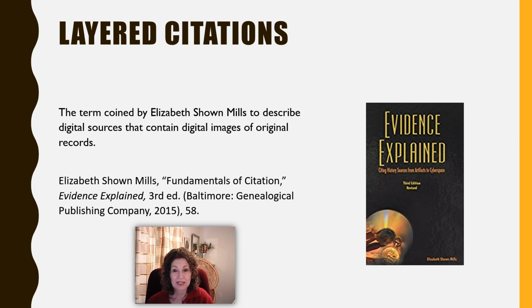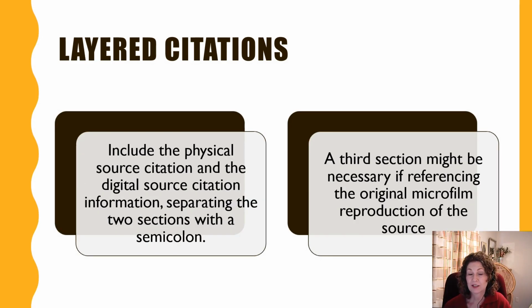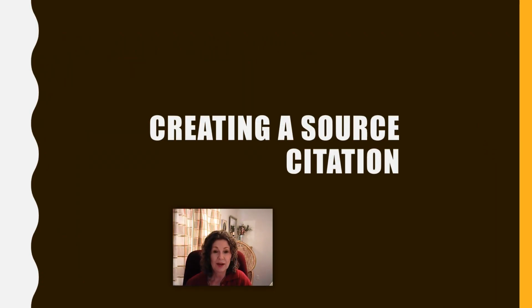A layered citation is a term coined by Elizabeth Shown Mills, and it describes digital sources that contain digital images of original records. So we're going to have layers to our citations. We're going to have a physical source citation and we're going to have a digital source citation. And so these will be two separate parts, and we can show that they are separate with the semicolon separating the two sections. Sometimes we might want to have even a third section, especially if we're referencing an original microfilm reproduction of the source. And I'll show you some examples of that. So how do we go about creating a source citation?